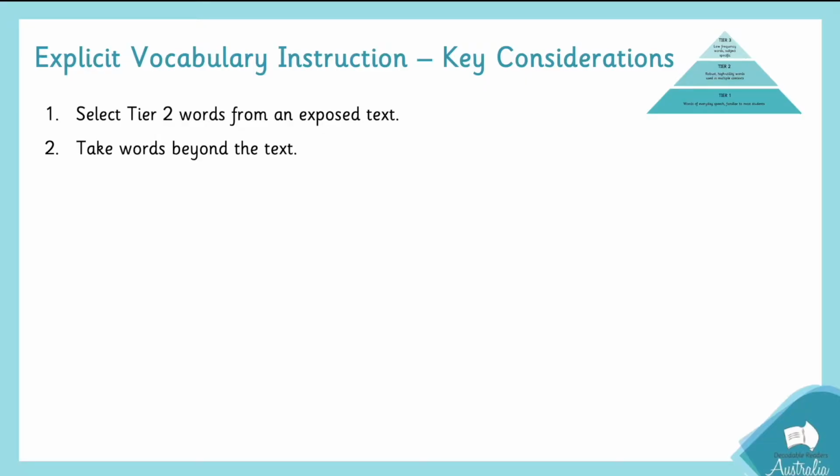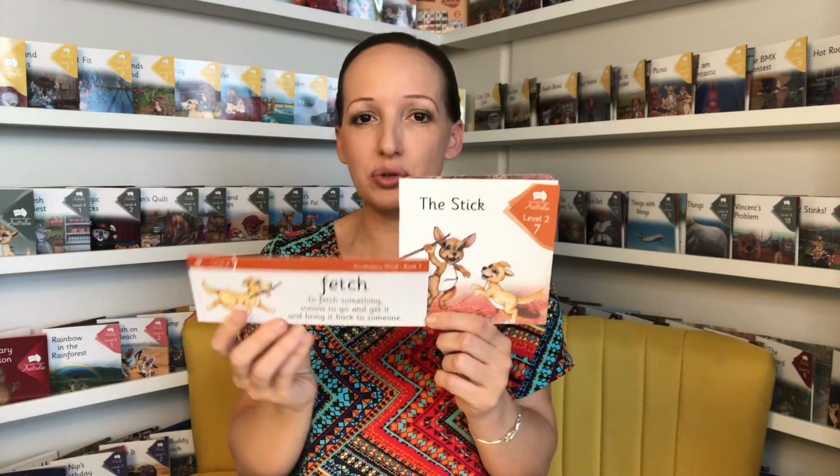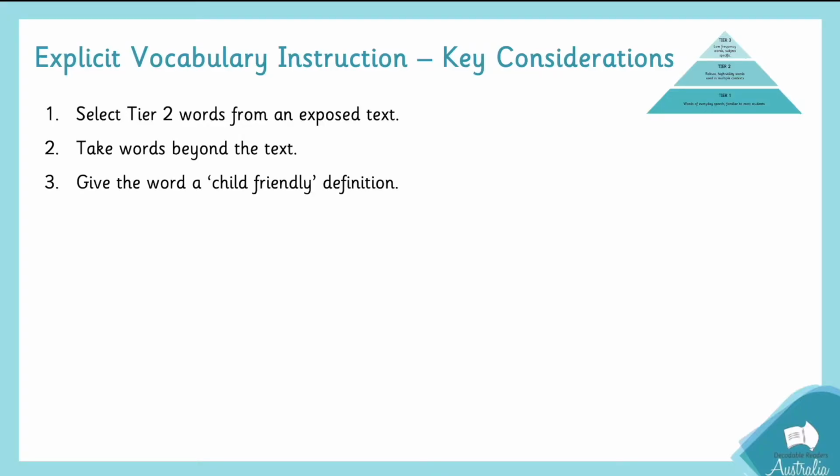Number 2, take words beyond the text. It's important when explicitly teaching a new word, for example, the word fetch, that we first put it in context of the story. Then we need to take it out of context of the story and use it in multiple contexts.